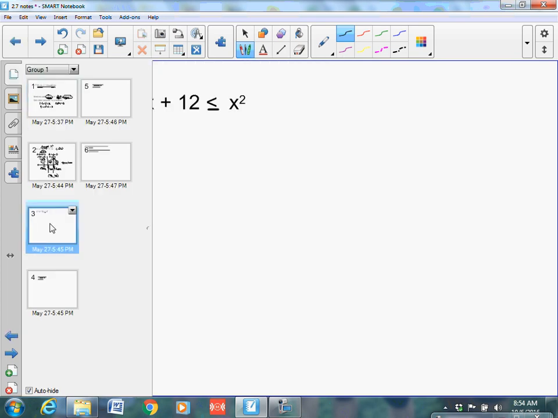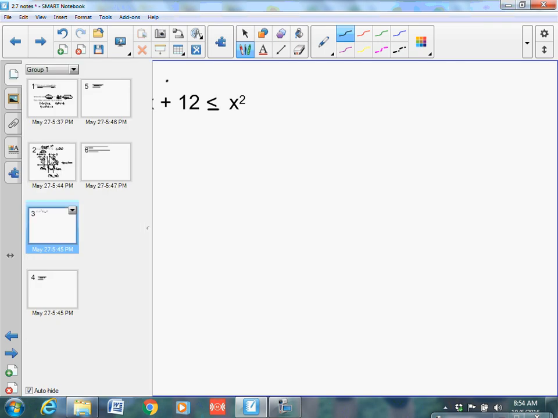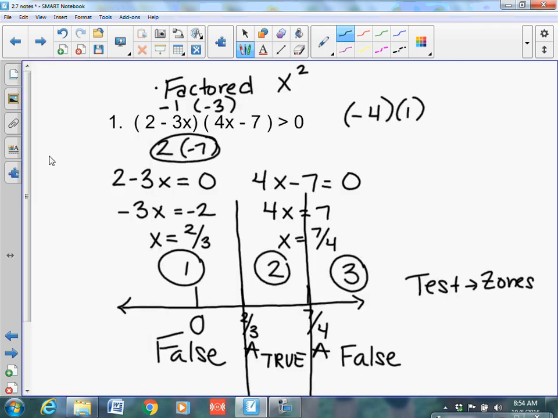Okay, now we got some more to do. X plus 12 is less than or equal to x squared. Again, this is a pretty basic one. As you can see in the first problem, it was already factored for you. There was already a 0 on the right-hand side. We're just going to keep getting harder and harder.